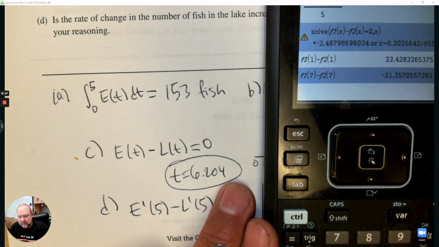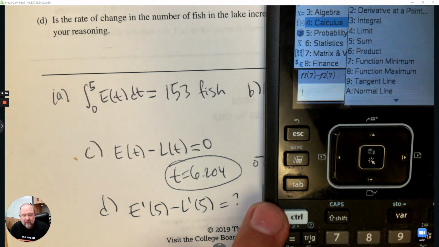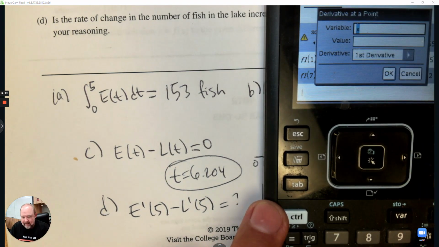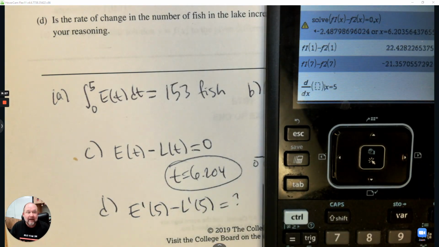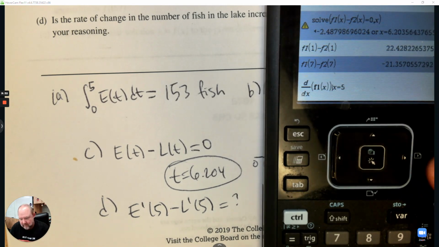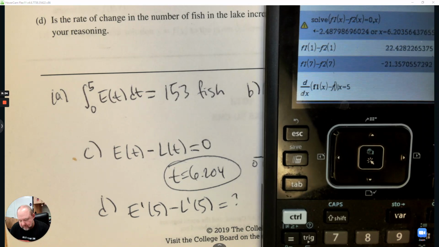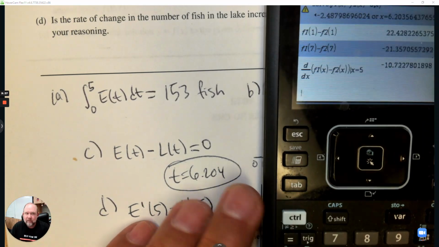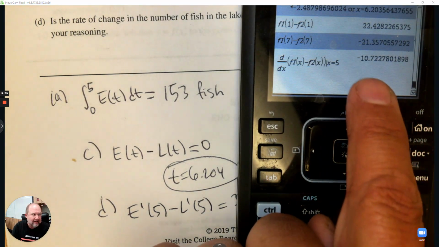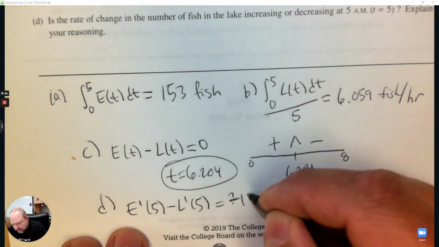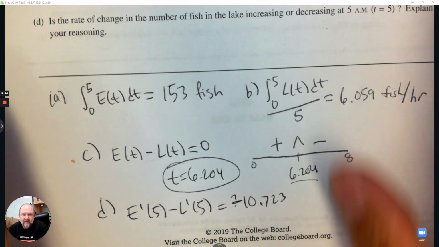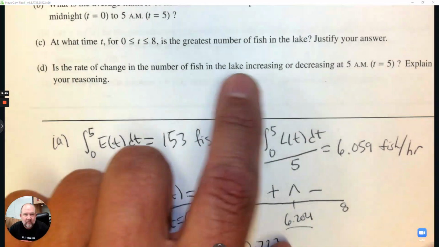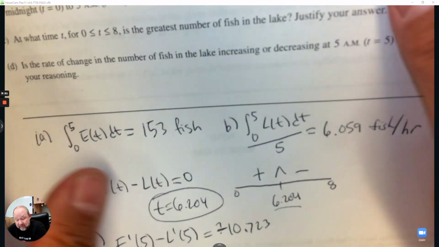And we can do this in one step. So we can go menu, calculus, derivative at a point. X is our variable, and our value is at 5. And then when I type it in, I can type both in at once. So I can type in F1 at x, subtract F2 at x, and then see what the answer is. So notice how the answer is negative. So what does that tell you? Is the rate of change increasing or decreasing at 5 a.m.? And the answer is it's decreasing.